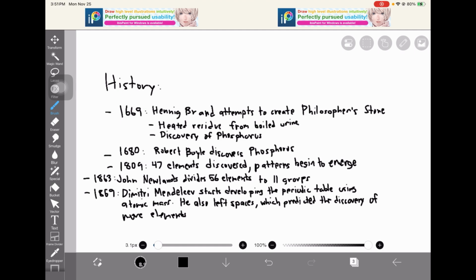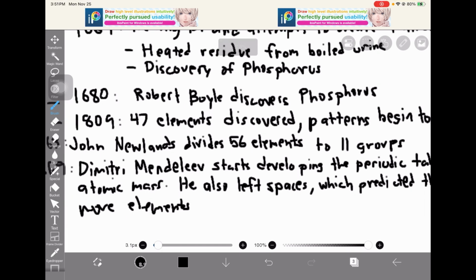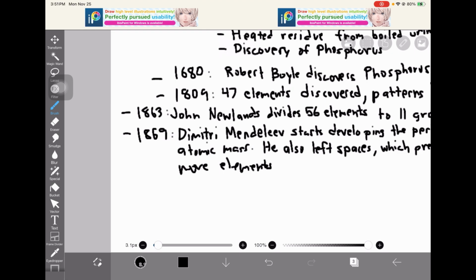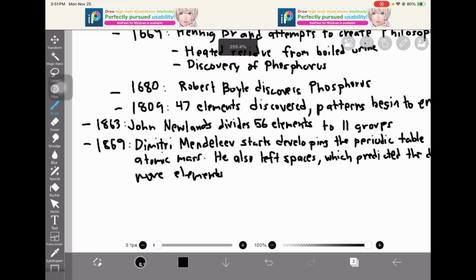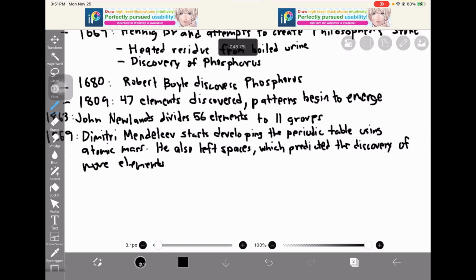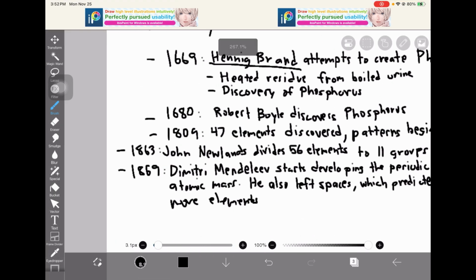So by 1809, 47 elements were discovered and patterns started to emerge. But it was only by 1863 that John Newlands divides 56 elements into 11 groups. However, the major breakthrough would be in 1869 when Dmitry Mendeleev started to develop the periodic table using the atomic mass. When spaces were left inside the periodic table he created, this actually predicted the discovery of more elements. So we have Hennig Brand, who is German, John Newlands, who's English, and Dmitry Mendeleev, who's Russian.